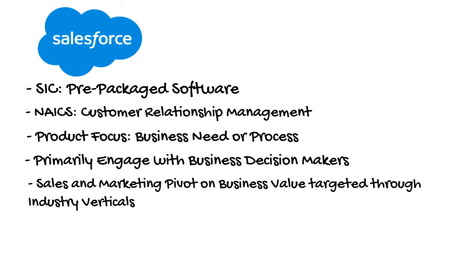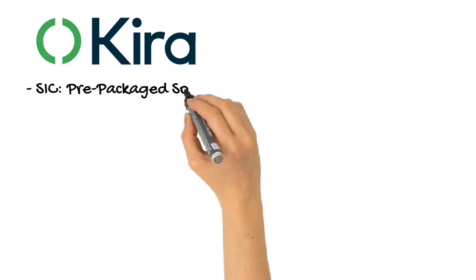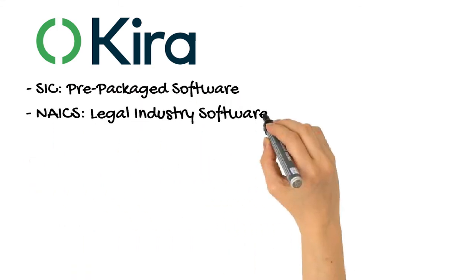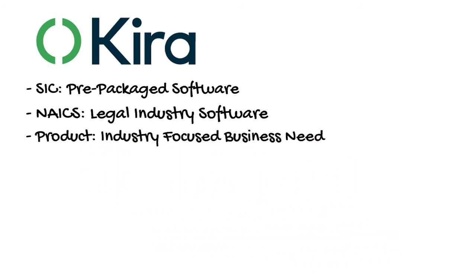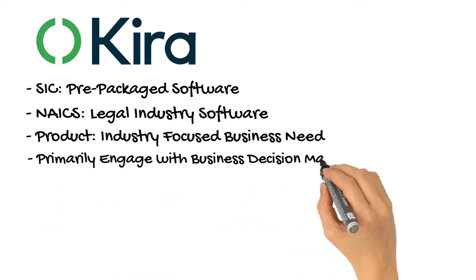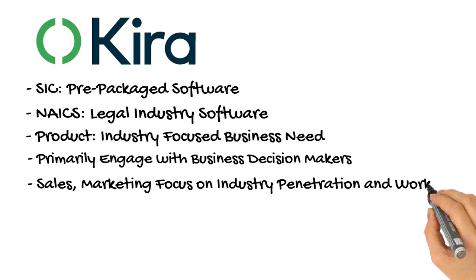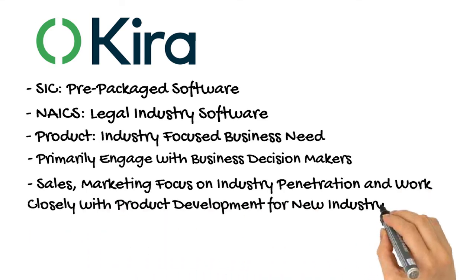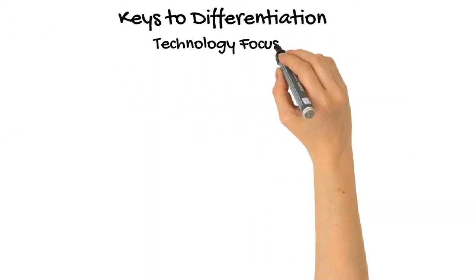Let's look at industry-aligned software companies such as Cura Systems, which primarily serves the legal services industry. Most of their sales and marketing efforts are specifically targeted at solving a very specific business need or process. As they look to increase their market penetration in the legal services industry, they then look at broadening their sales and marketing efforts through a focused industry acquisition approach, which impacts not only sales and marketing, but product development as well. For each of these category types, let's talk about how they typically expand their market presence through differentiation.